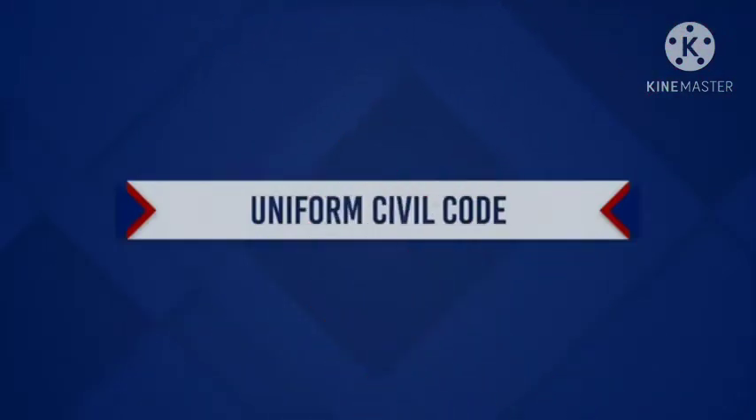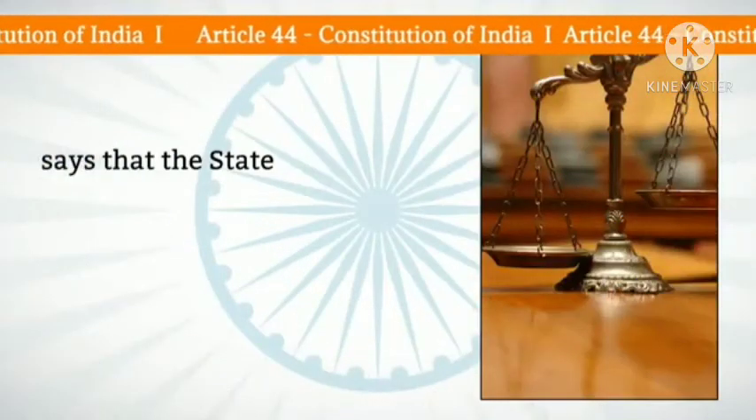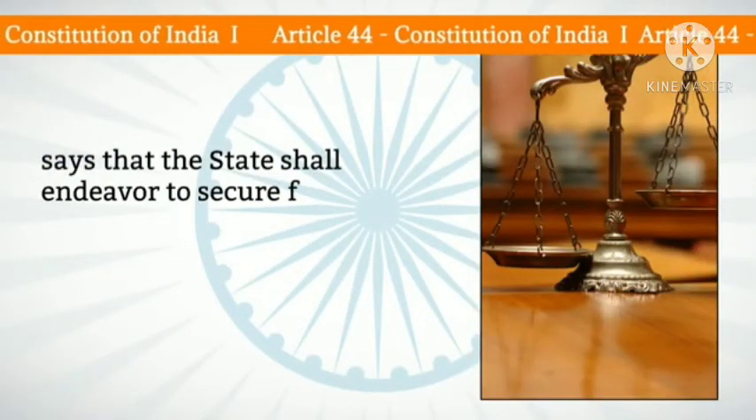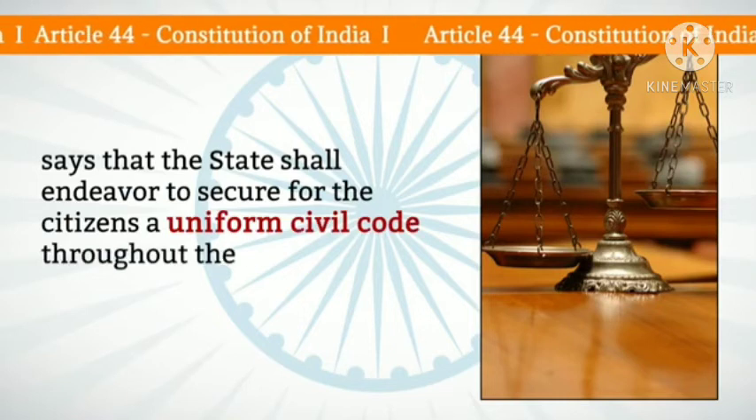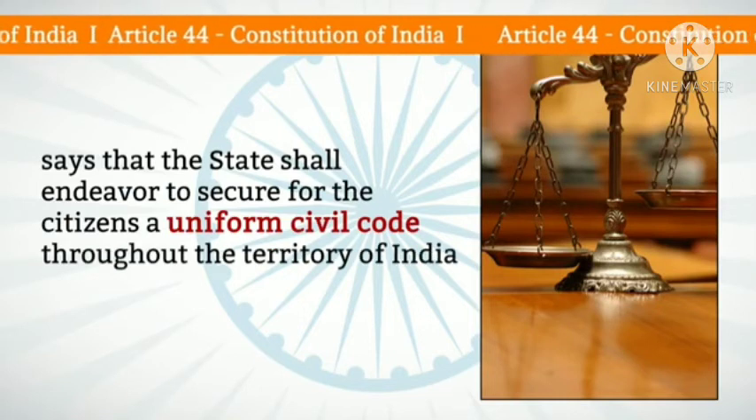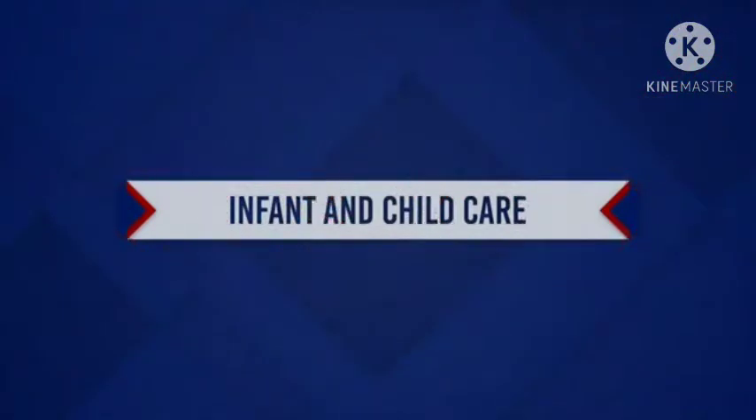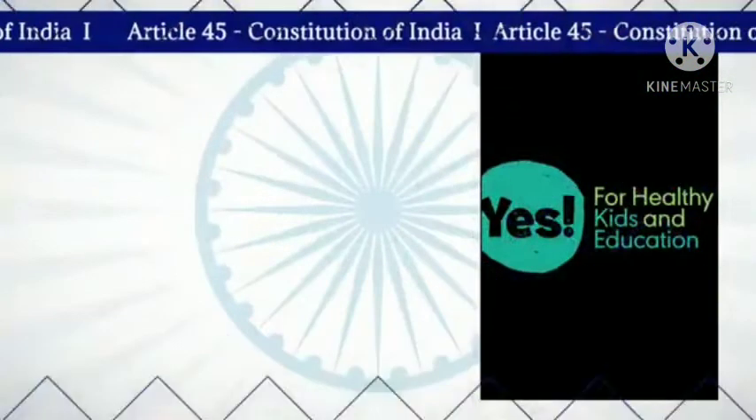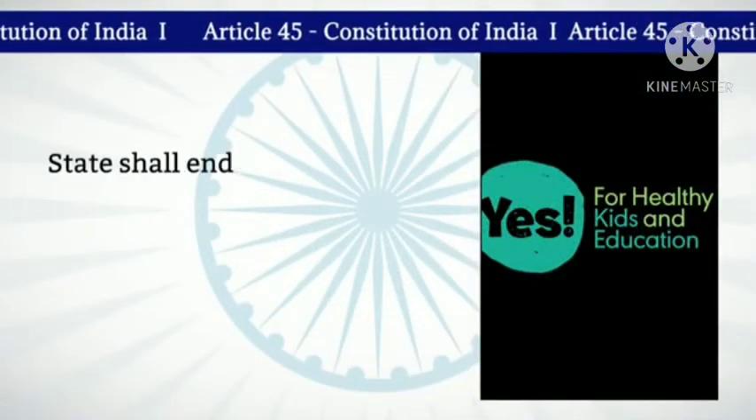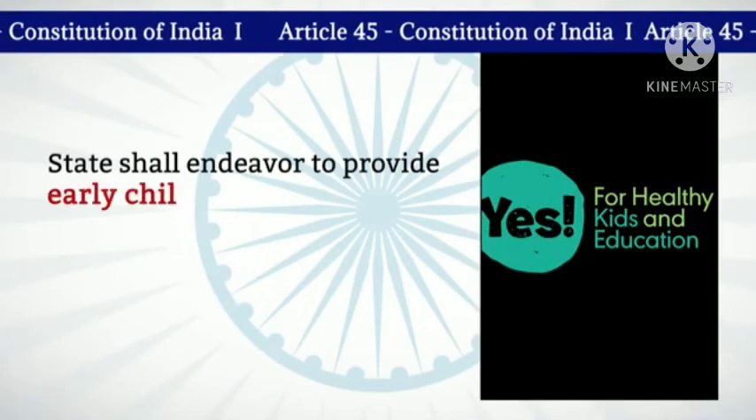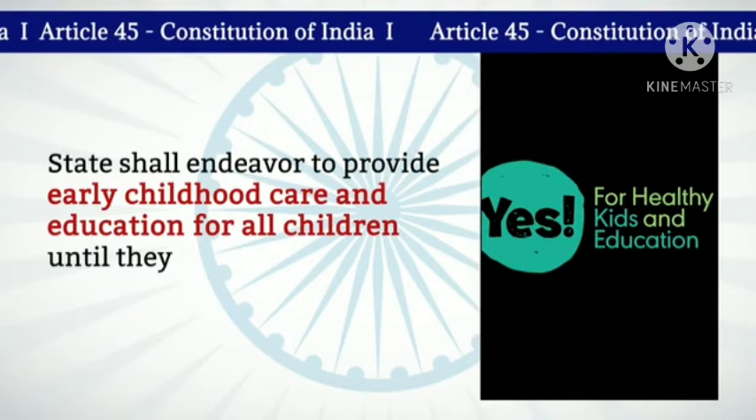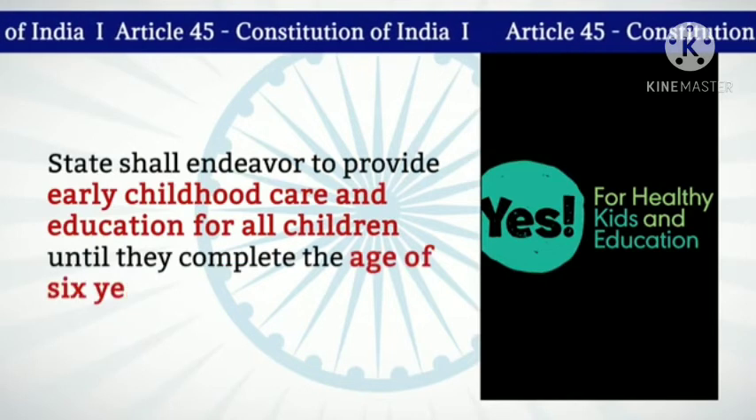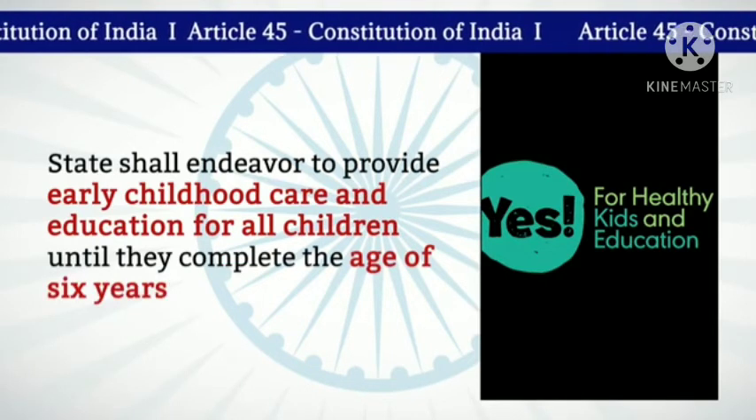Uniform Civil Code. Article 44 says that the state shall endeavor to secure for the citizens a uniform civil code throughout the territory of India. Infant and child care, Article 45: the state shall endeavor to provide early childhood care and education for all children until they complete the age of 6 years.